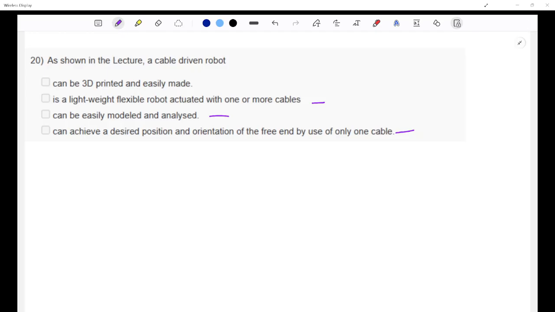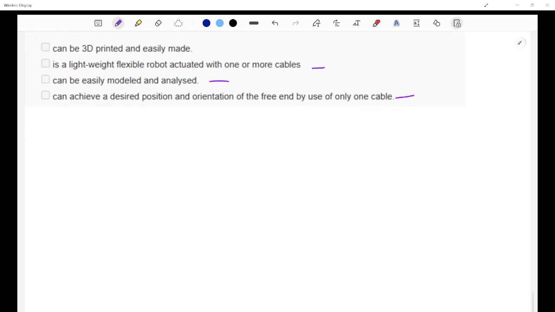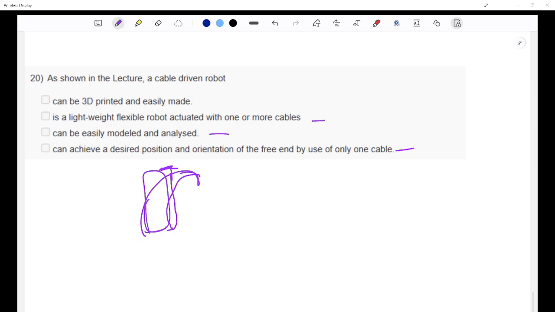Okay, so what is a cable driven robot? These robots use tensioned cables to produce motion. Okay, for example, if this is a robot, there is a cable running through it. Okay, and it may deform the robot. So the cable pulls the structure, causing the bending or movement. Okay, the first option is it can be 3D printed and easily made.